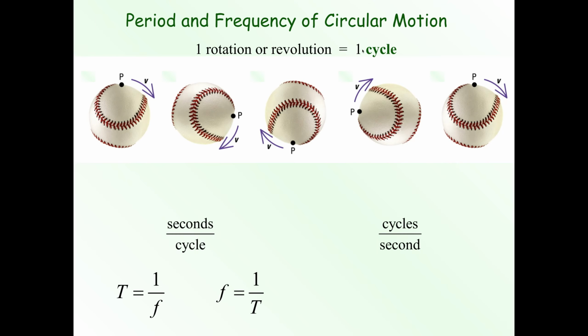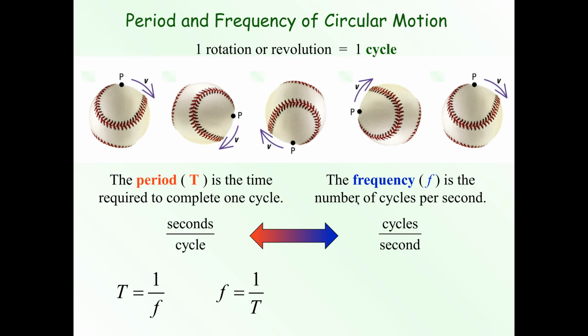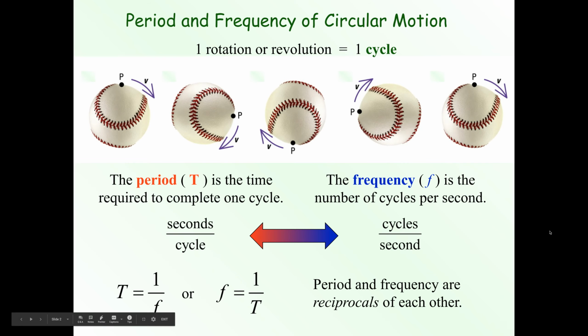Yeah, so rotation, one cycle. Period is T, that's the time required to complete one cycle. Frequency is number of cycles per second, measured in hertz. And short form for hertz is just Hz. Period and frequency are reciprocals of each other. And so you can just use this 1 over T to find frequency.